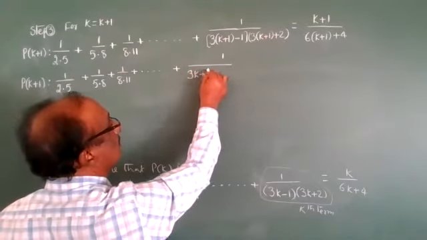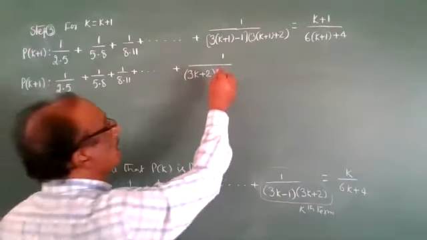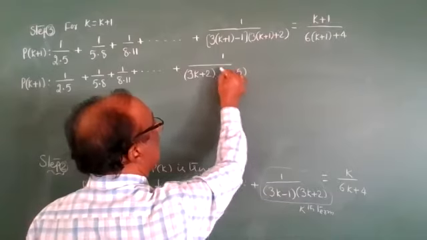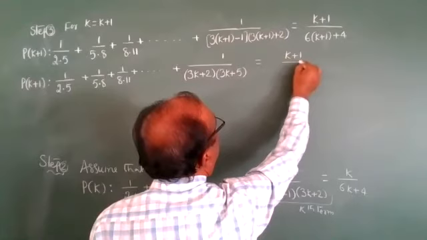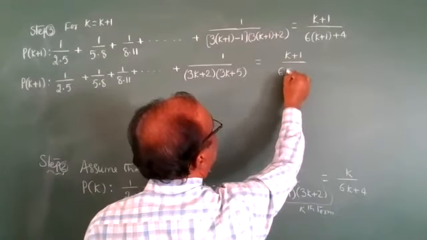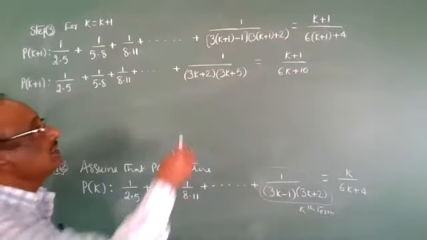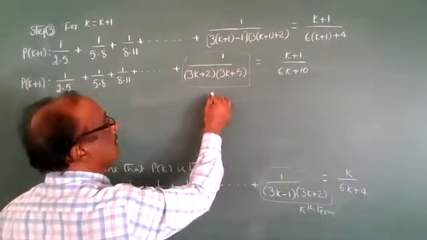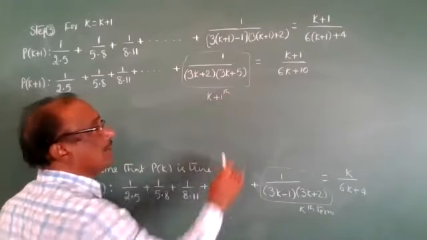(3k plus 2). This is 3k plus 5, is equal to (k plus 1) upon (6k plus 10). This is the k plus 1th number.